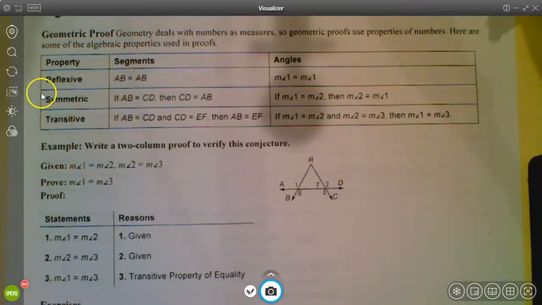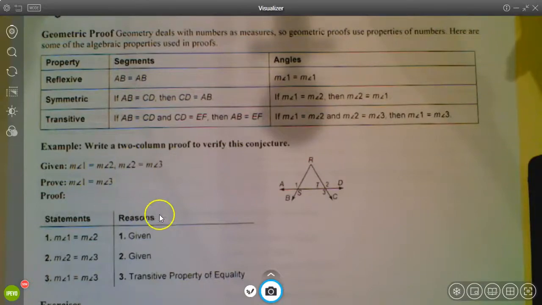Symmetric is where you switch the order. So if AB equals CD, then CD equals AB. So I'm just switching the order. So if this is what I was given, this would be my conclusion. Works with angles as well. And then transitive we've already talked about. Works with segments, and it works with angles. So fair game for any of those. So here we go.